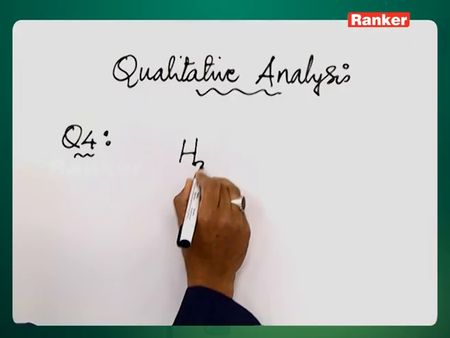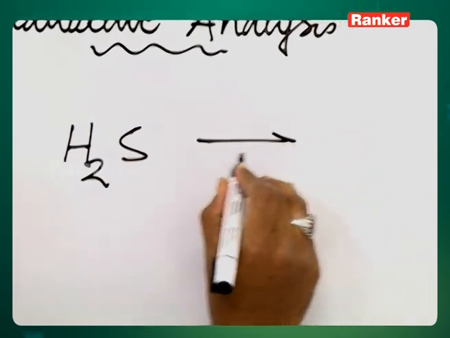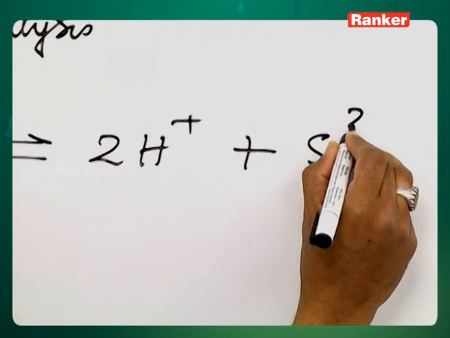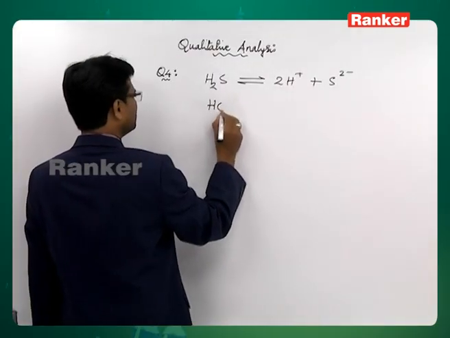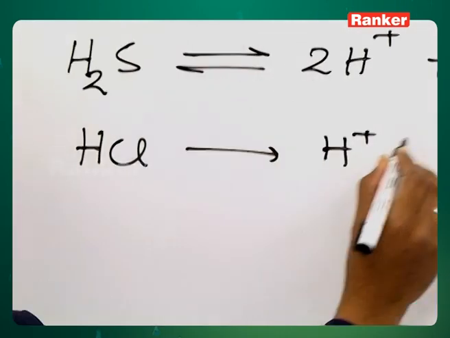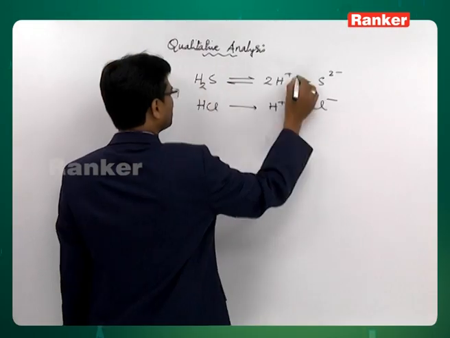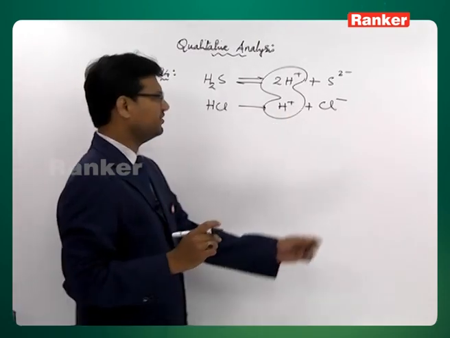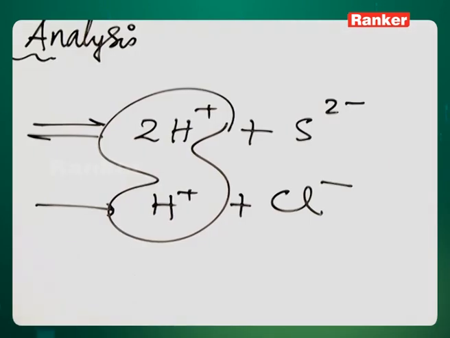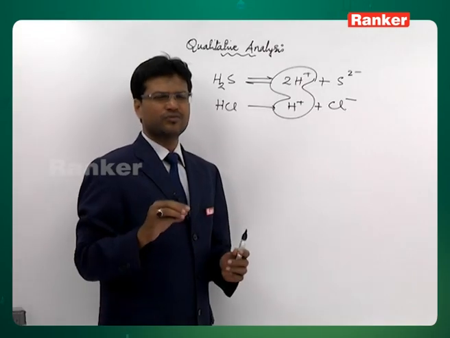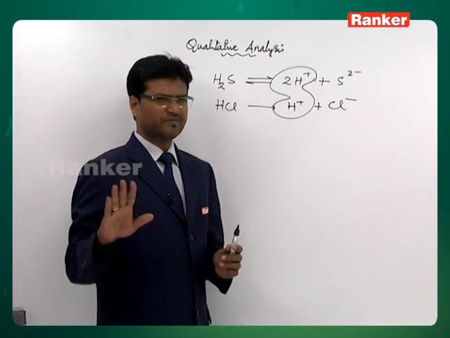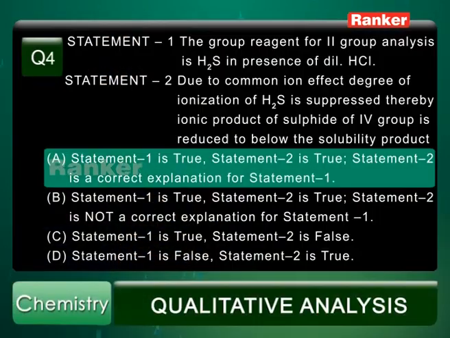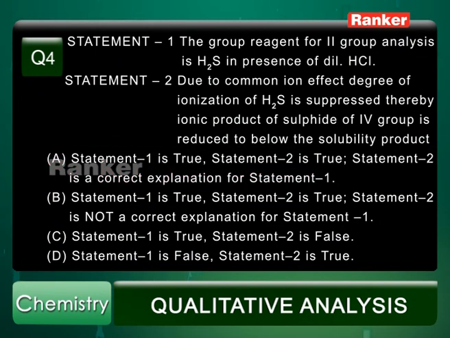H2S dissociates, it is a weak electrolyte, it dissociates incompletely into 2H plus and S2 minus. Presence of dilute HCl will cause common ion effect. There is a common ion effect due to the presence of HCl, and due to that the concentration of sulphide is maintained very low. It is so low that group 4 cations are not precipitated as sulphides, only group 2 sulphides whose Ksp values are very low will get precipitated. So, the correct answer is A option.